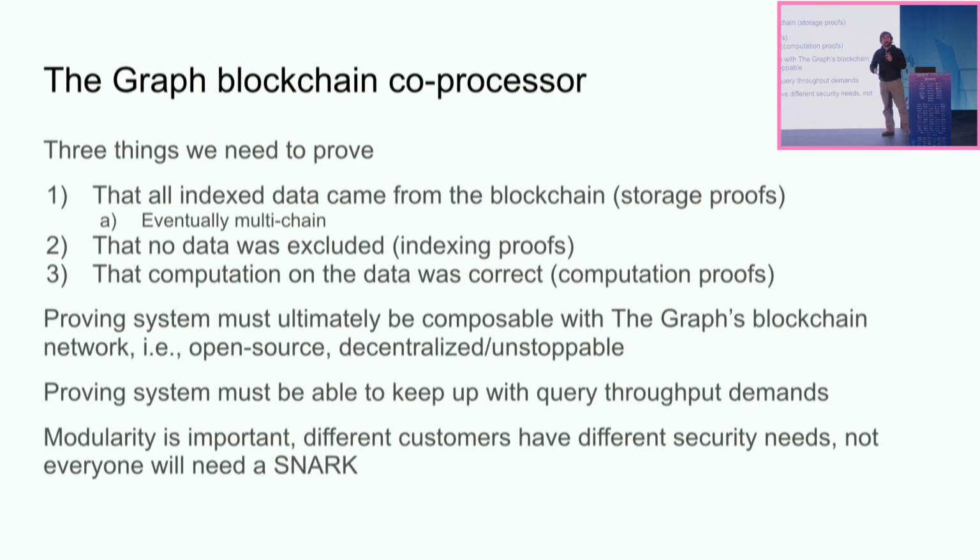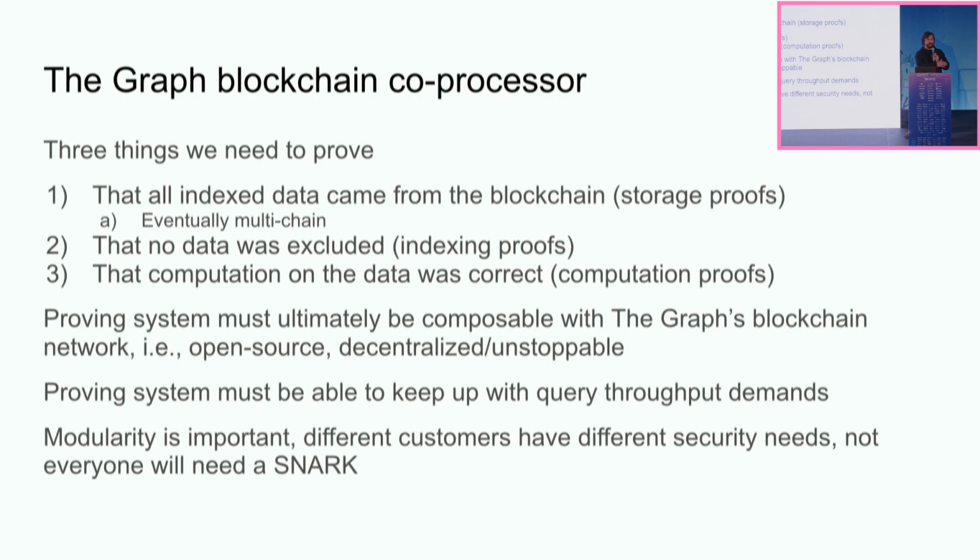And then any computation that you do, like an average, you need to prove that the average was done correctly on the data. Another requirement for the graph is that all of our provers need to be open source, because we're a decentralized network, everything that we do is open source. Everything that we publish, everything that we put out, it's all available. It's an unstoppable blockchain network, and so the proving system needs to be able to integrate with that type of network. And then we're serving queries with high throughput, so our proving systems need to be able to keep up with that.